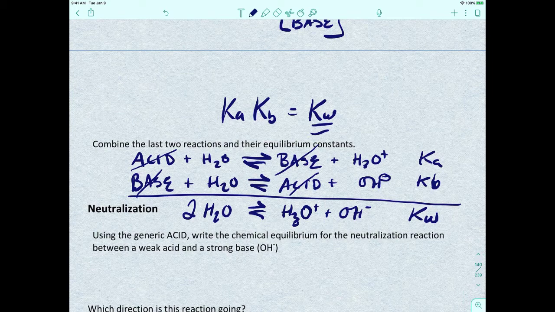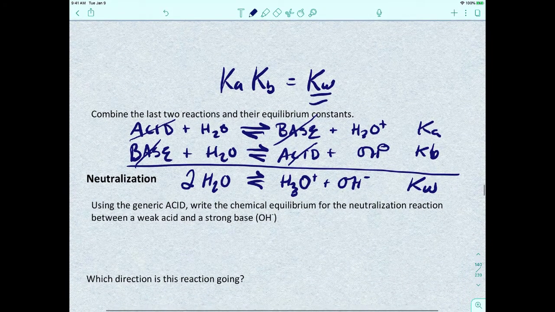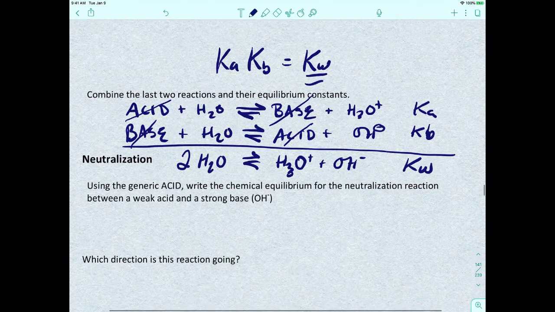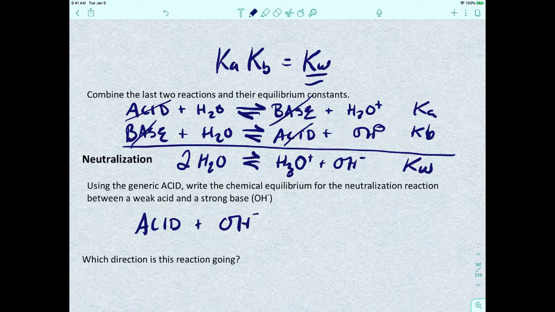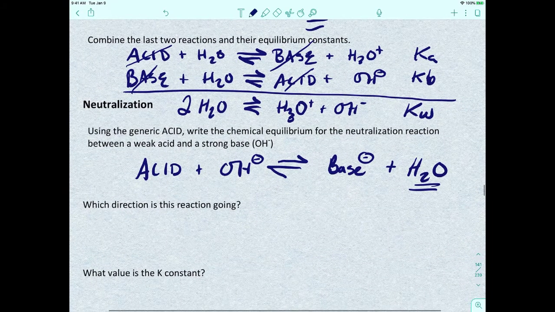All right, so using the generic acid, the chemical equilibrium for the neutralization reaction between a weak acid and a strong base. So what I'm saying is this: we take acid plus hydroxide ion. What do we get from this? Well, the hydroxide is going to take a proton from the acid, so you're going to form a conjugate base, which is going to be negatively charged, but you're also going to form water.